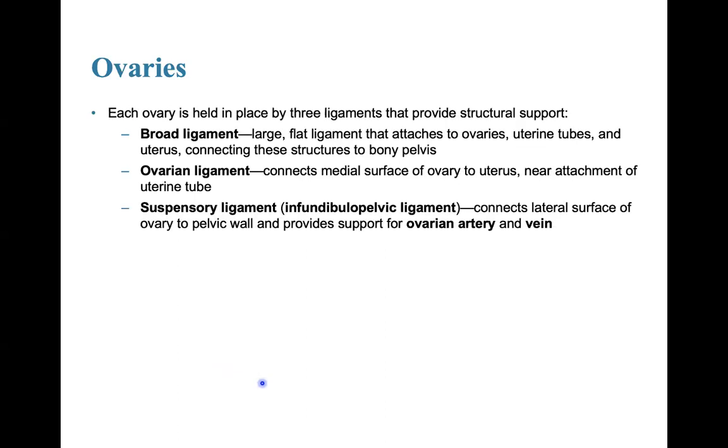Each whole ovary will be held in place by three ligaments that provide structural support. The broad ligament, which is a large flat ligament that attaches to the ovaries, uterine tubes, and uterus, connecting these structures to the bony pelvis.